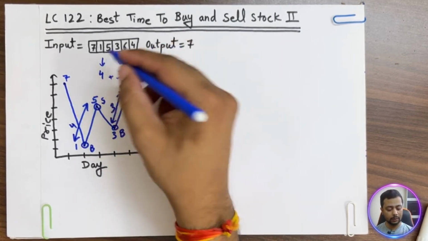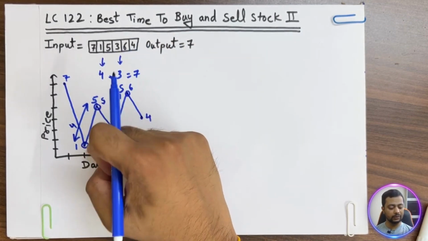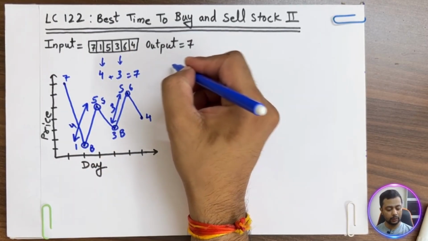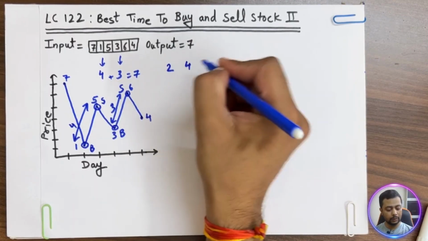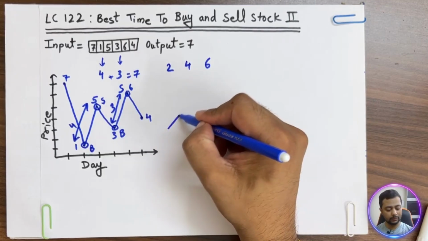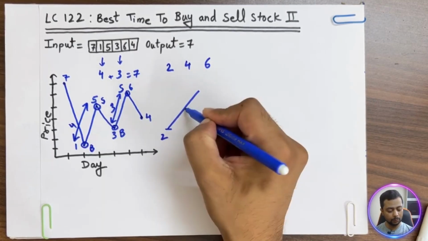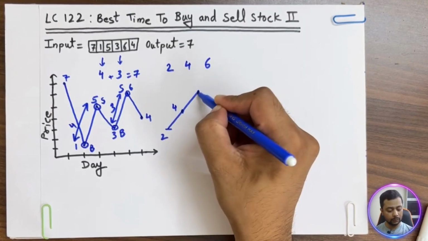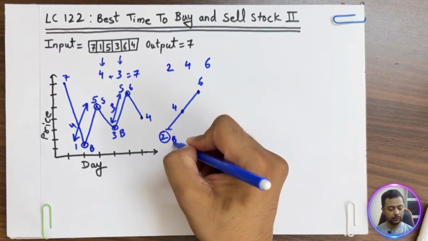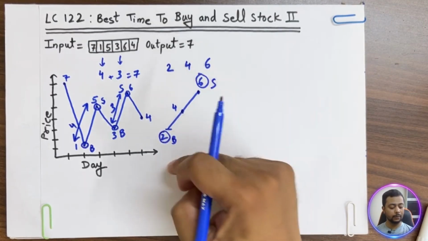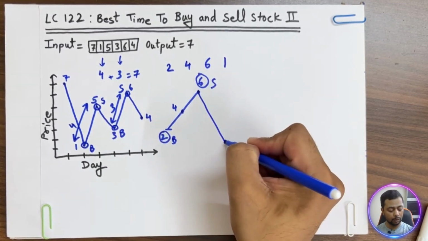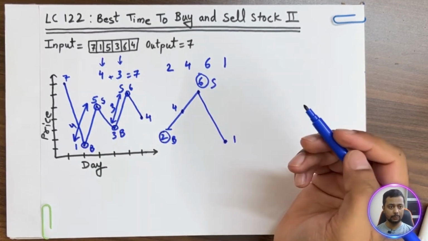But let's think about this particular example. Let's say your example over here, we are immediately selling on the next day, but let's say you had stock prices like this, for example 2, 4 and 6. So the graph for this particular example would have looked something like this. Over here it would have been 2, then 4, then 6. So ideally you would want to buy over here and sell over here when the price is high, and let's say after 6 there is 1.